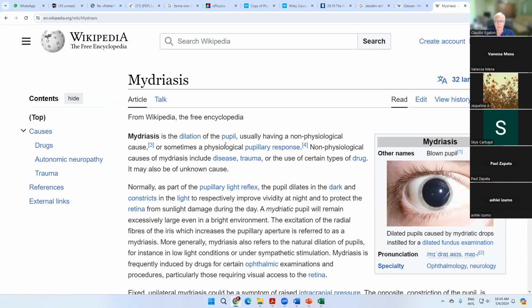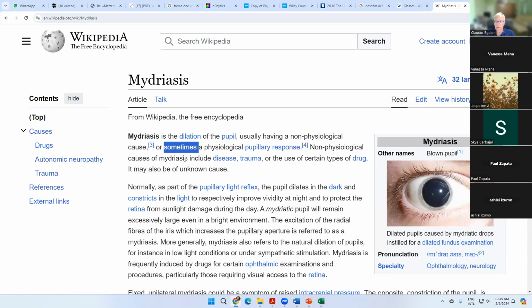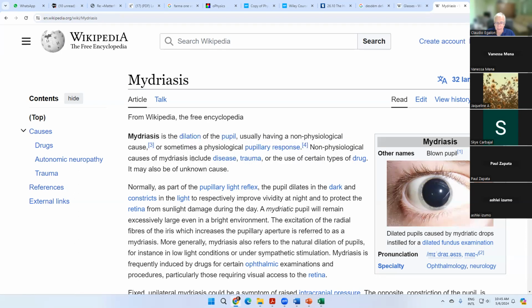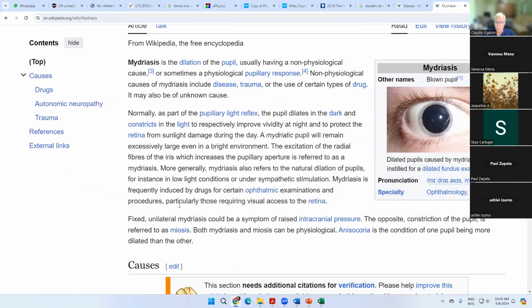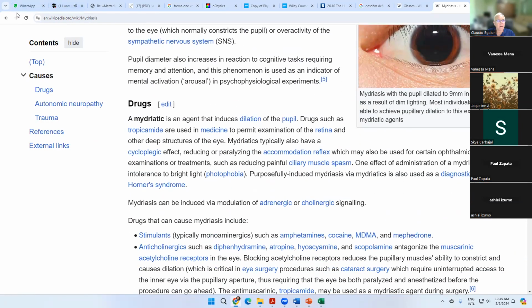What's mydriasis? The dilation of the pupil, usually having a non-physiological cause or some type of physiological pupillary response. Non-physiological causes of mydriasis include disease, trauma, or the use of certain types of drugs, like your doctor does when you go to the optician, right? They dilate your pupil. But in this case, it's more like a disease, right? Disease, trauma.